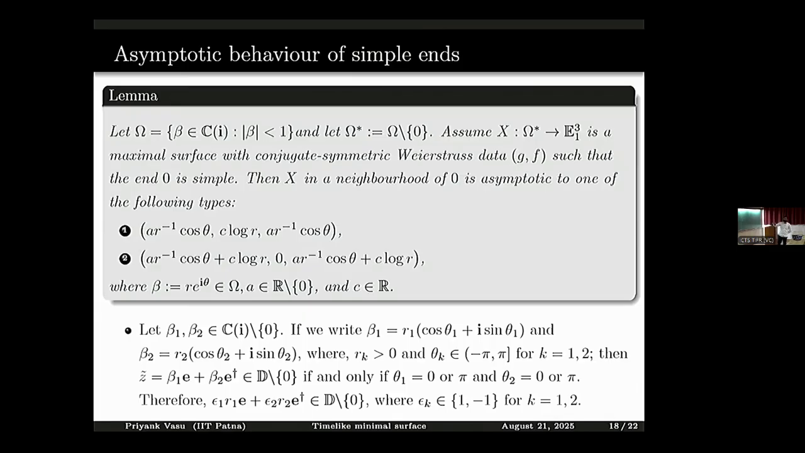Then we have seen that the restriction of this bicomplex number Z tilde to D happens only when theta 1 is either 0 or pi, and theta 2 is either 0 or pi. This is what the restriction in polar coordinates in split complex numbers looks like, where epsilon k is plus or minus 1. And it makes sense: when R1 is going to 0, we approach this line from this side, and when R2 is going to 0, we approach this line from both sides. Plus and minus 1 represent that.